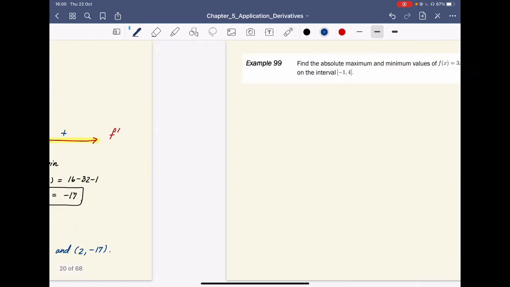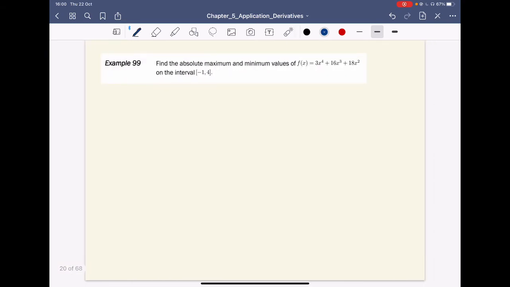All right, next we are going to look at example 99. So now we move from local minimum to absolute minimum and absolute maximum. So we want to find the absolute maximum and absolute minimum of the function f on the interval -1 to 4. So we're going to start by, of course, taking the derivative of f.